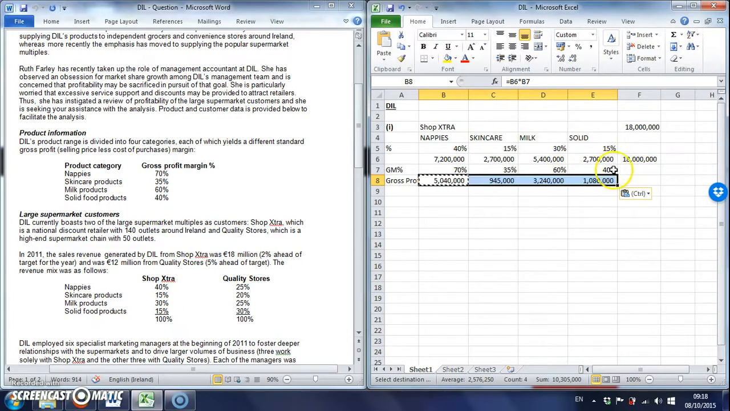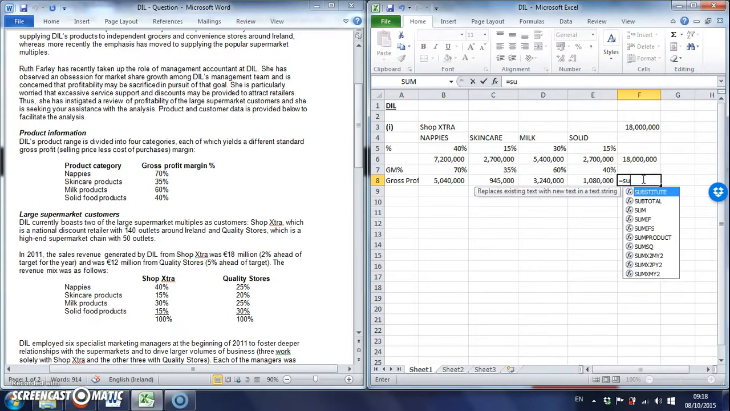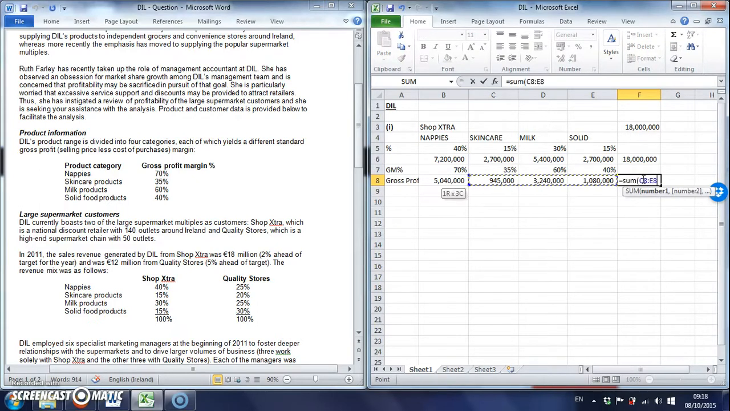So here it would be 2.7 million times 40%. And we sum that up, and it means we're making revenue of 18 million, we're making gross profit of 10,305,000. And it's useful then just to get, well, what's the gross margin?